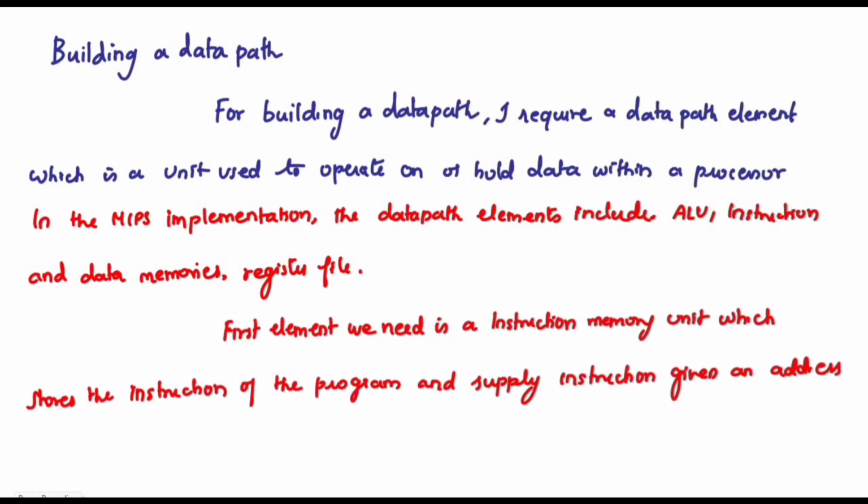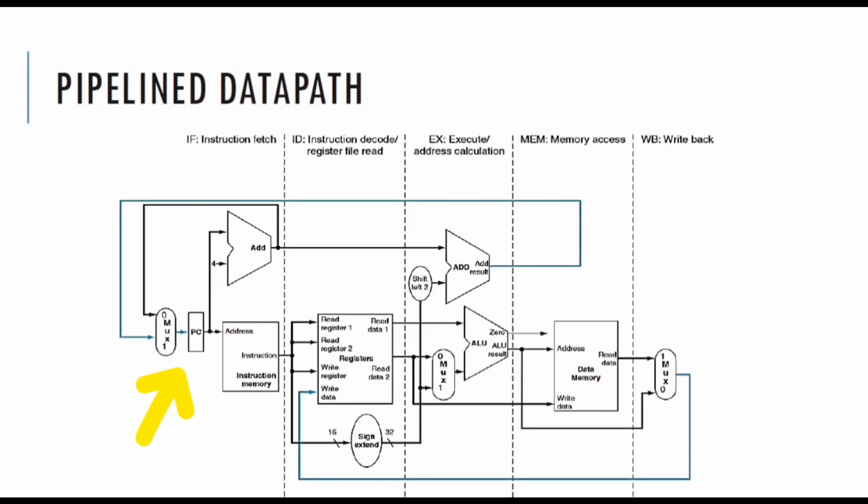The first element we need is a memory unit, which is used to store the instructions of a program. This is an instruction memory, and it supplies the instruction given an address. It requires a program counter, which is a register that holds the address of the current instruction. Then we need an adder in order to increment the PC to the address of the next location.